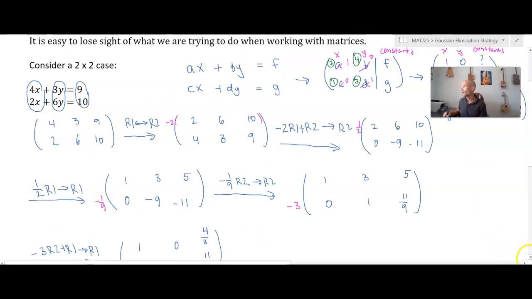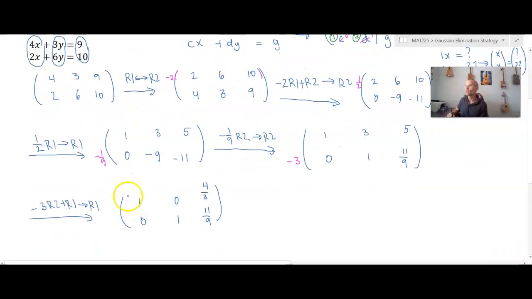1 structure. And that means that now we can read off the equations again, keeping in mind this is still equivalent to our original system, where this first equation reads 1x plus 0y equals 4/3, or x equals 4/3. And the second equation reads 0x plus 1y equals 11/9, or y equals 11/9. And now we can state our solution as an ordered pair or as a vector, and we are all set to go. We have solved that system.